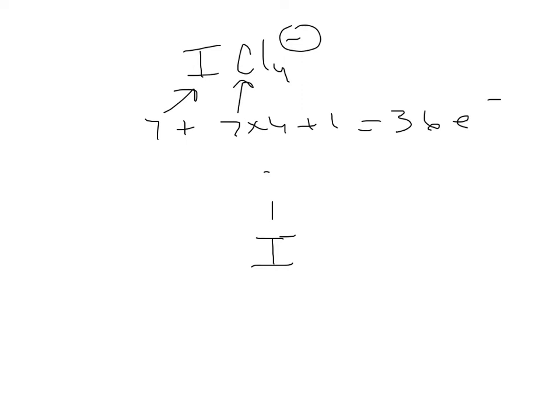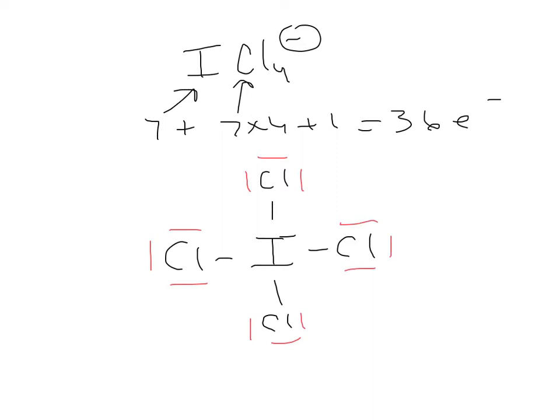We can attach our chlorines as terminal atoms to that central atom with single bonds, and then we start distributing our pairs of electrons. So we've got our complete octet on chlorine, on this chlorine, this one, this one. At this point we have a total of 32 electrons depicted. We've got 36 to show, so I'm going to get the extra 4 electrons in. They're going to go on our central atom.